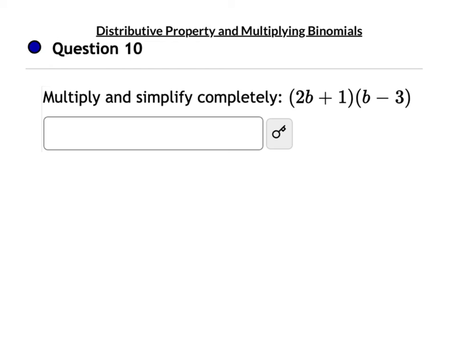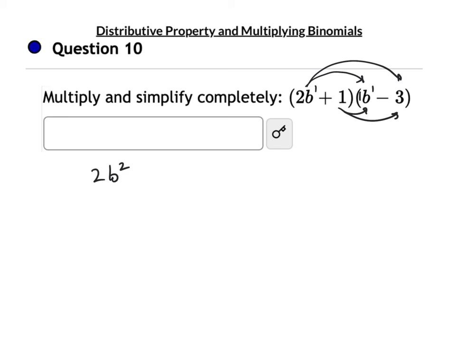More foiling. Take the 2b to both. Take the positive 1 to both. 2b times b is 2b squared. Multiply the coefficients. Remember there's a 1 here. 2 times 1 is 2, and b times b is b squared, because it's b to the first times b to the first.